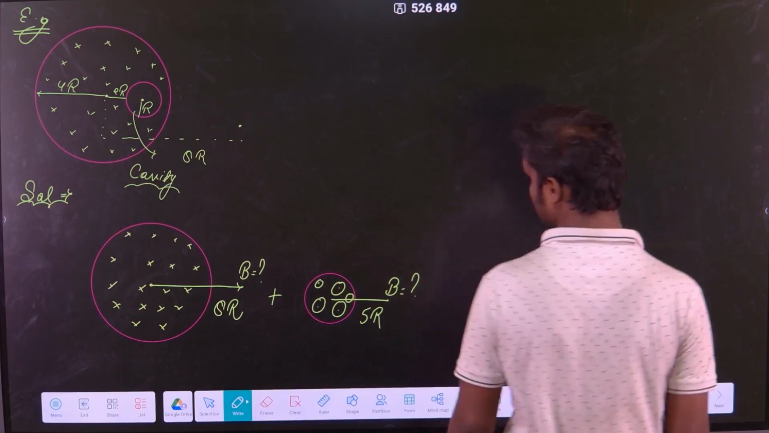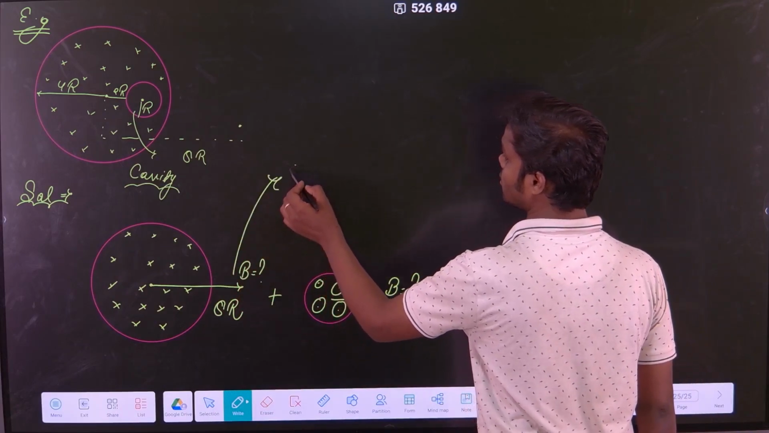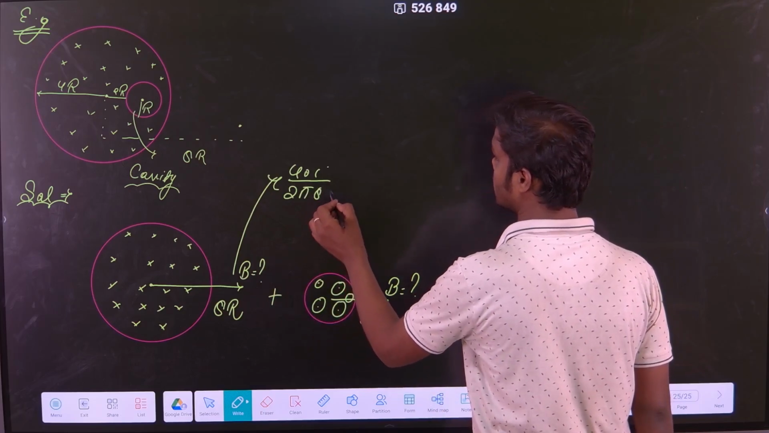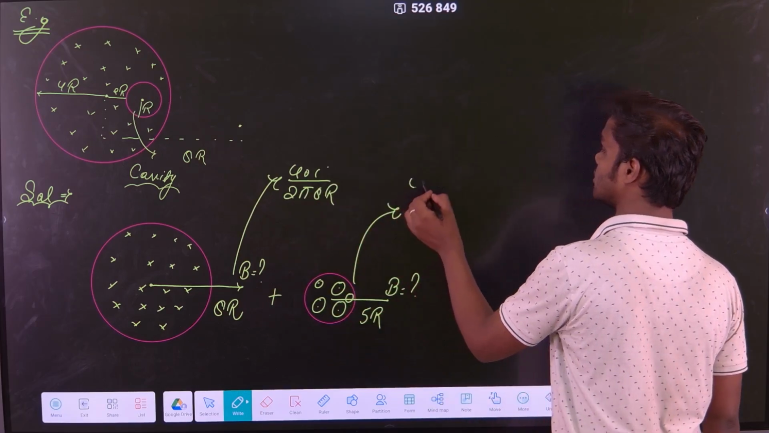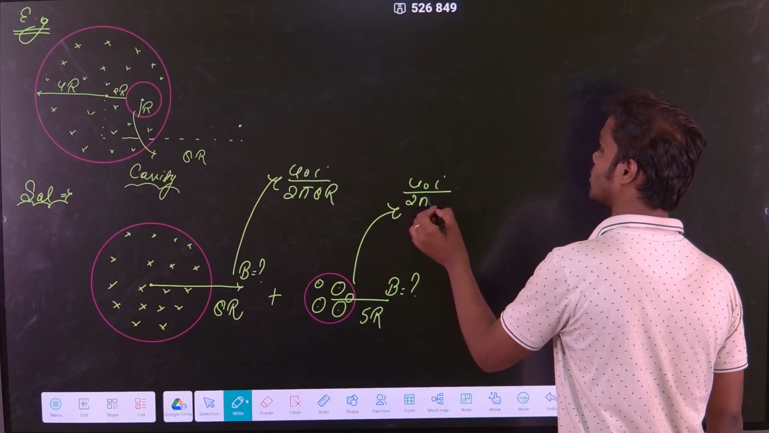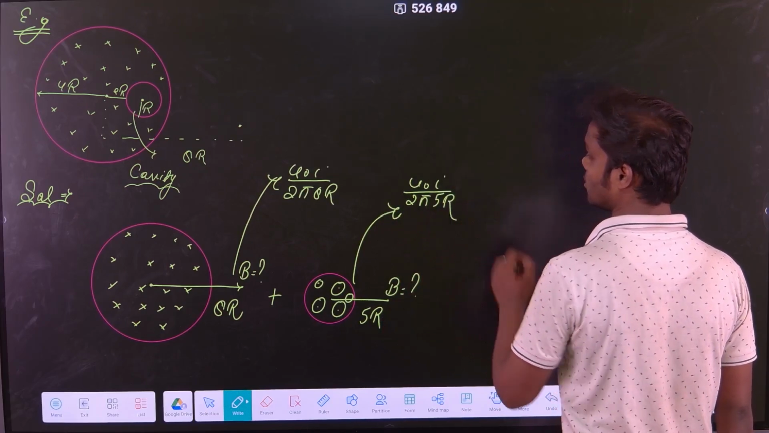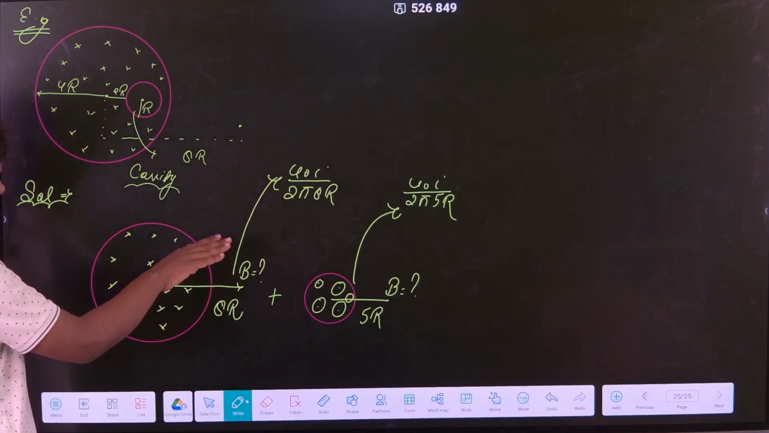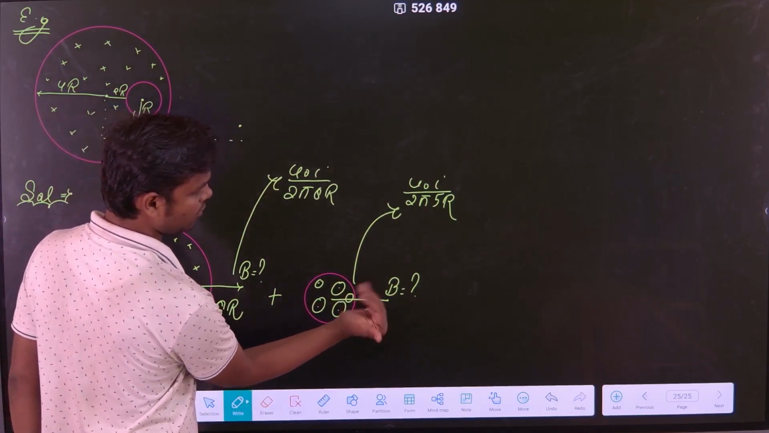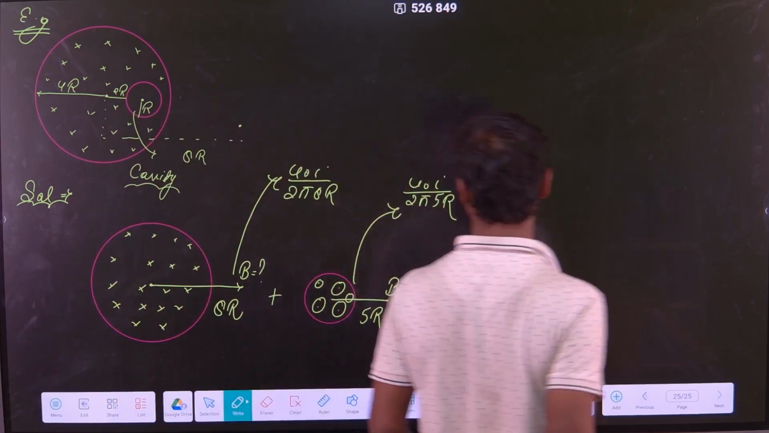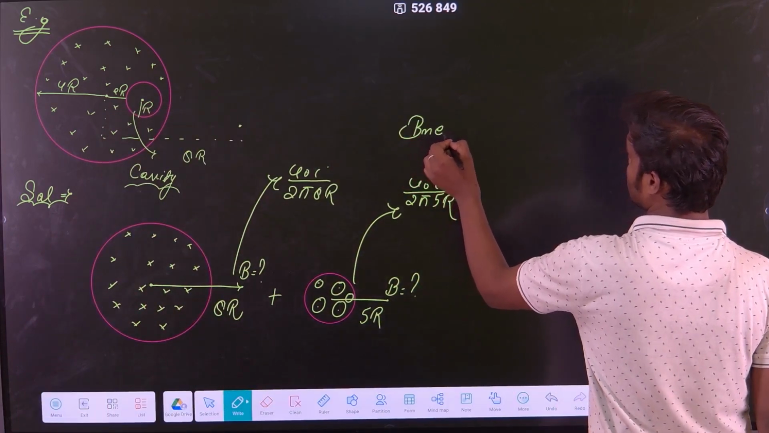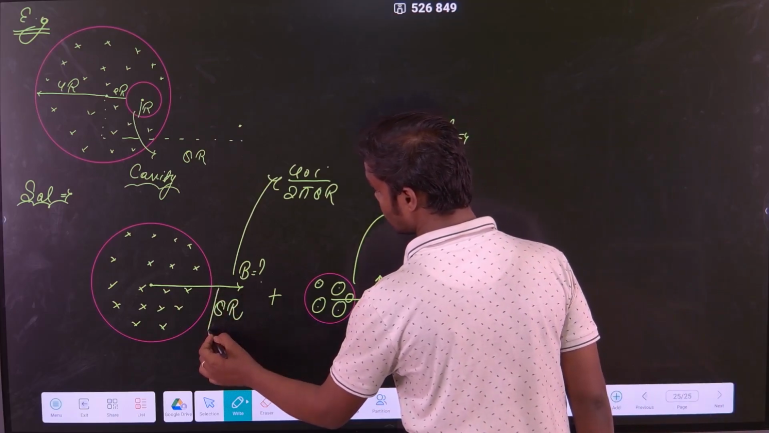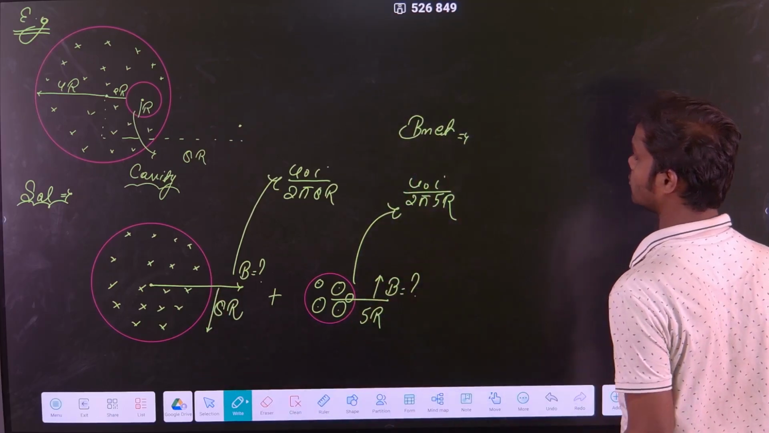How will you calculate? What is the magnetic field for this case? It is mu naught I upon 2 pi R. What is R here? It is 5R. In this case, what is the direction of the magnetic field? It's downward. For this case, the magnetic field is upward. So for the net, you have to subtract. For this case the magnetic field is downward, for this case upward, this case downward, so you just have to subtract.